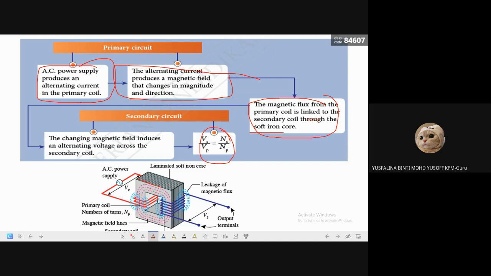Okay, this is laminated, which means quite a layer there. You have more than one layer here. This is actually to reduce the leakage of the magnetic field.